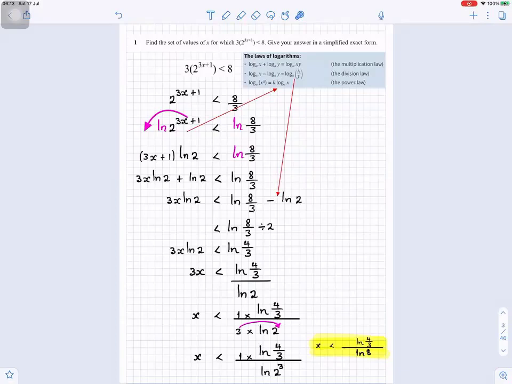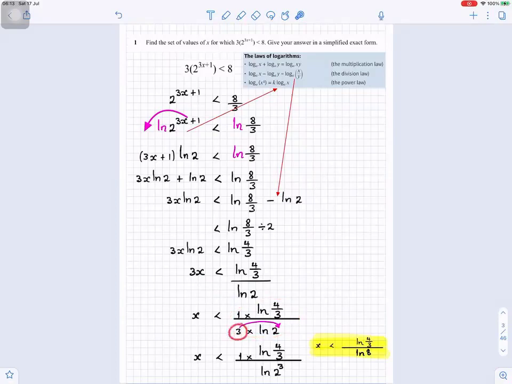Now it's times ln 2 on the left. If you take it to the right, it becomes divide by ln 2. So 3x is less than ln 4 over 3 divided by ln 2. It's times 3 on the left. If you take times 3 on the left to the right, it becomes divide by 3. So x is less than ln 4 over 3 divided by 3 times ln 2.